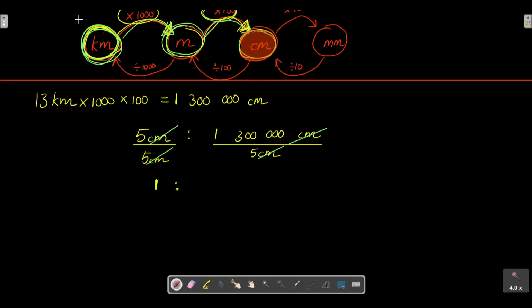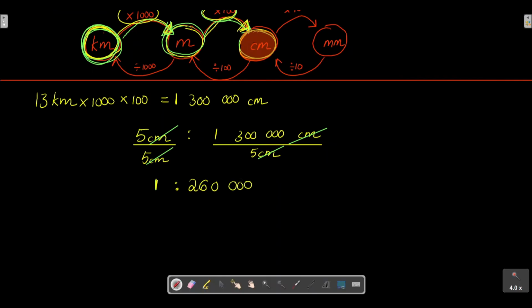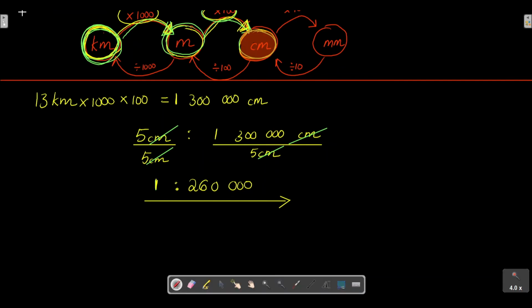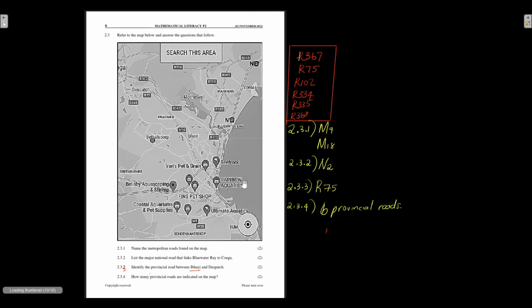And then 1,300,000 divided by 5, you will get 260,000. So that is how they obtained their number scale there. We can therefore conclude that Mr. Tulani's statement was valid. All right, and that is the whole of question 2.3.5. Let us have a look at the next question.